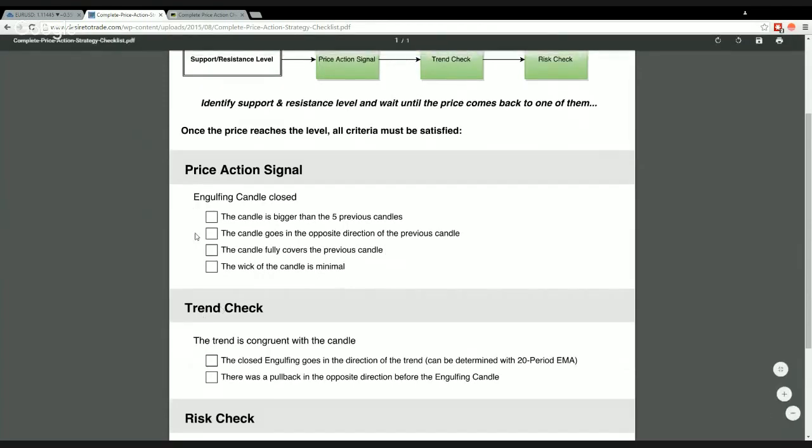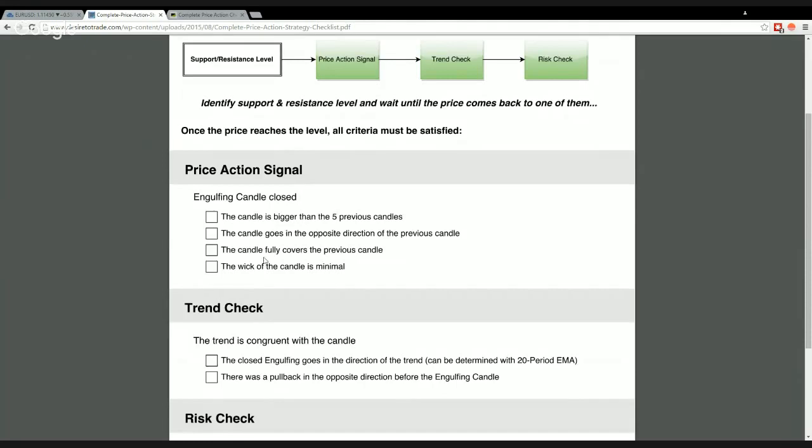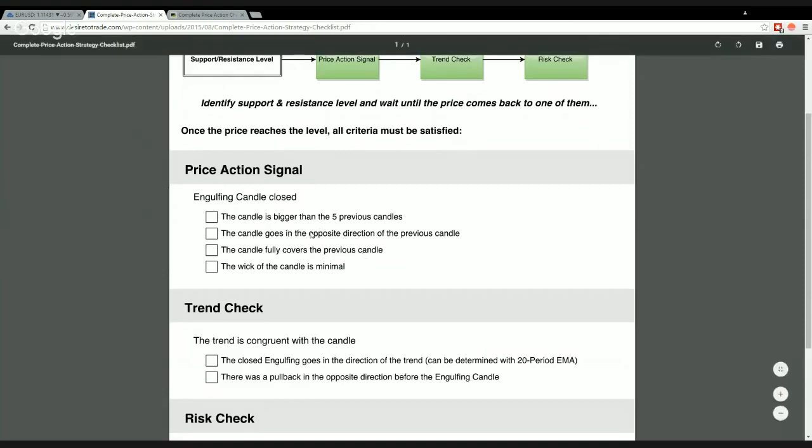I know them by heart, but I'm just gonna go quickly over them to make sure you guys know what I'm talking about. First thing is the candle is bigger than the previous five candles. So we're looking for big candles, basically. Then the candle is in the opposite direction of the previous candle. So yeah, this is the engulfing pattern.